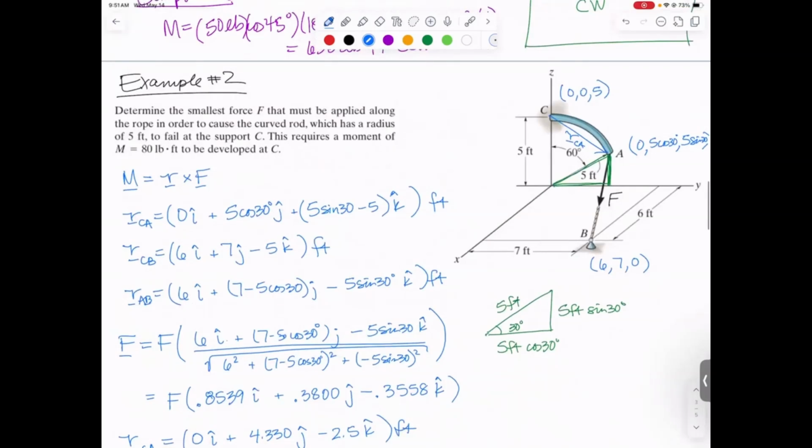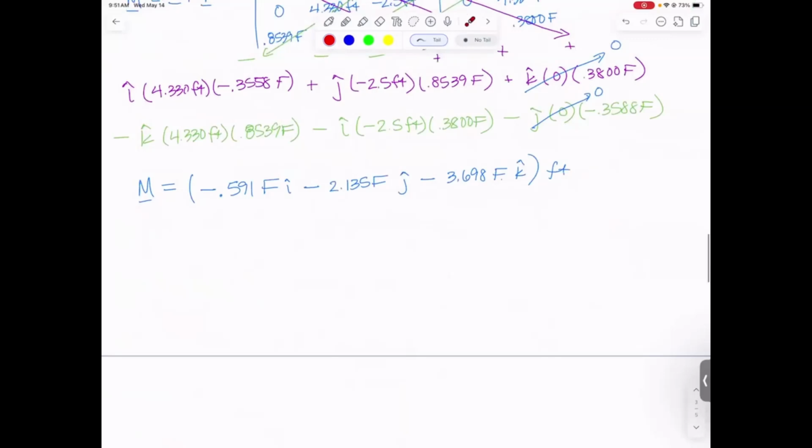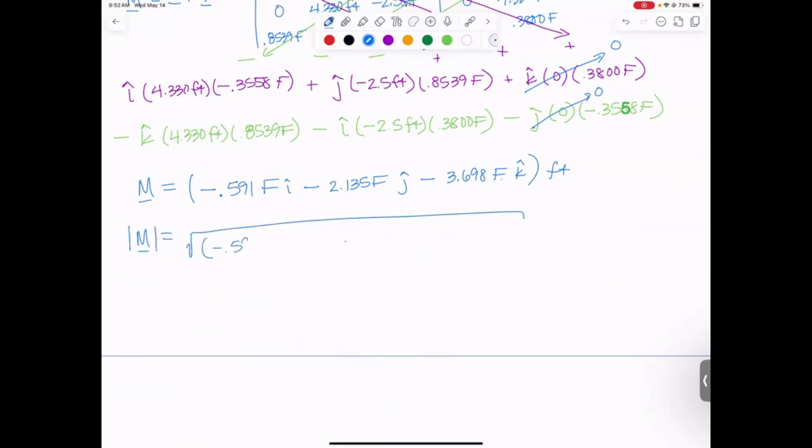The problem said that the rod will fail when M has a magnitude of 80 pounds-foot. Actually, it didn't say magnitude, but I'm guessing that's what it actually means. So we want the magnitude of M to be equal to 80 pound-feet. So let's find the magnitude of M. Well, that's the square root of all those things squared. So we end up with a minus 0.591 F that gets squared, a minus 2.135 F that gets squared, and a minus 3.698 F that gets squared, and the feet get squared and then square rooted, so that's multiplied by feet units.